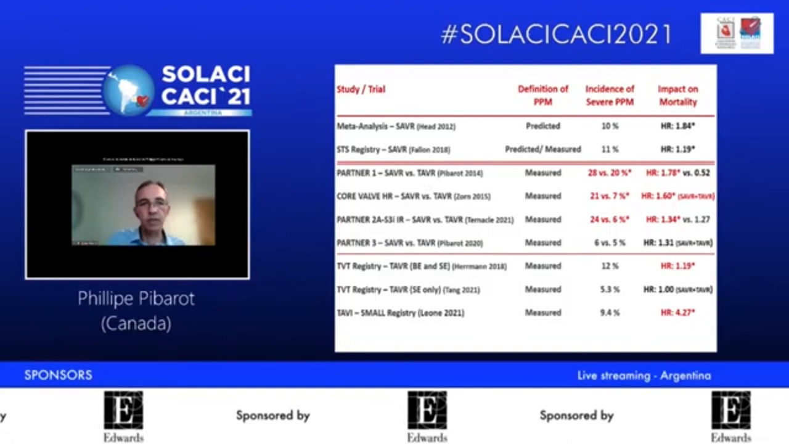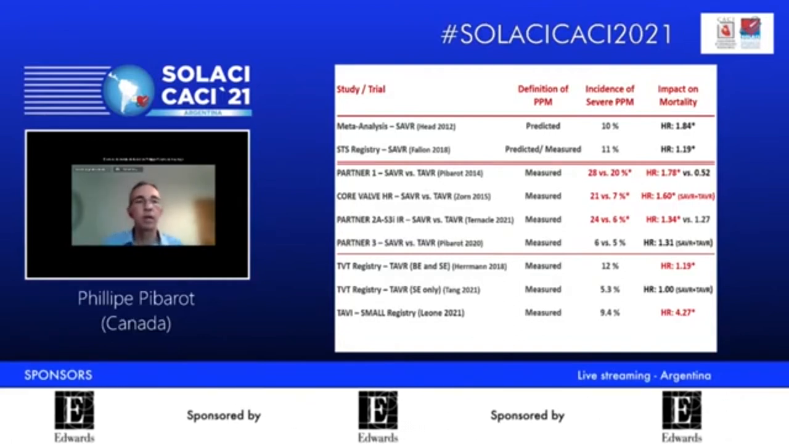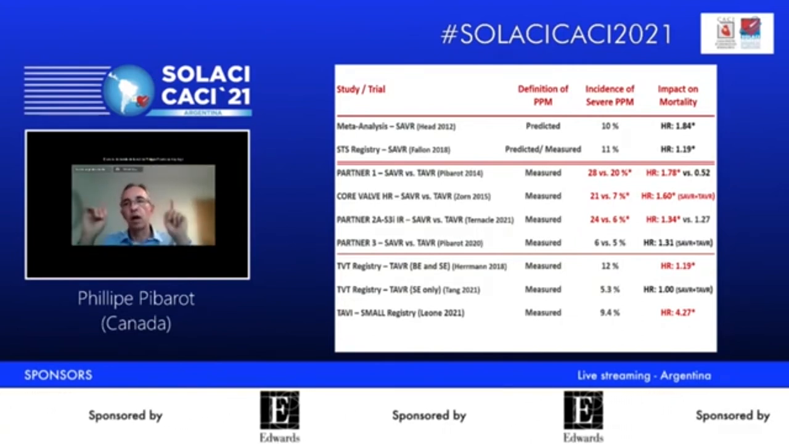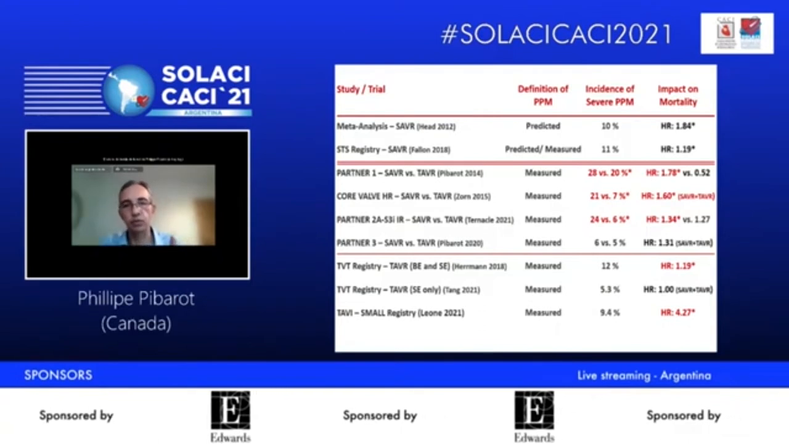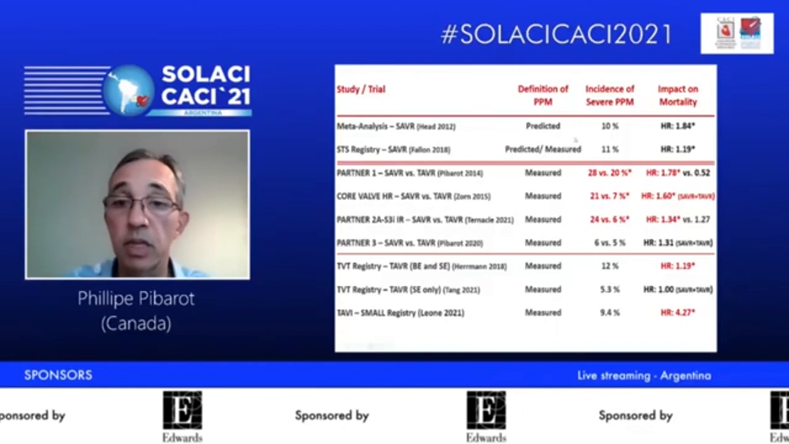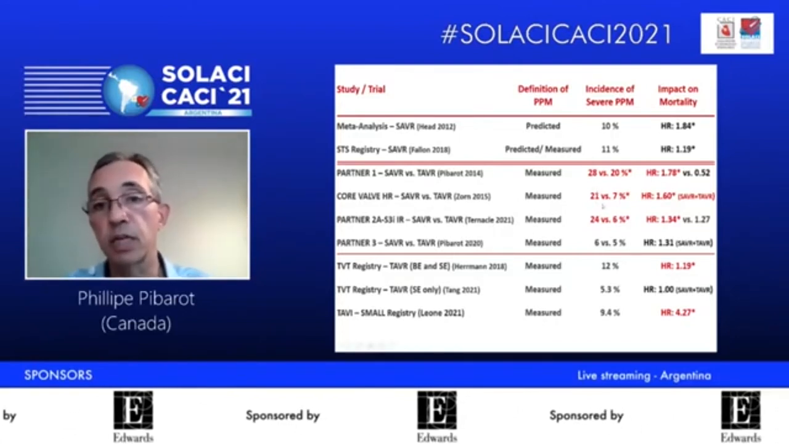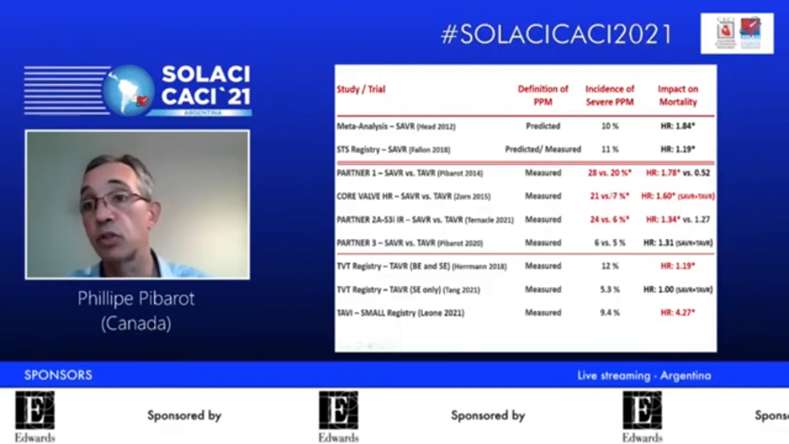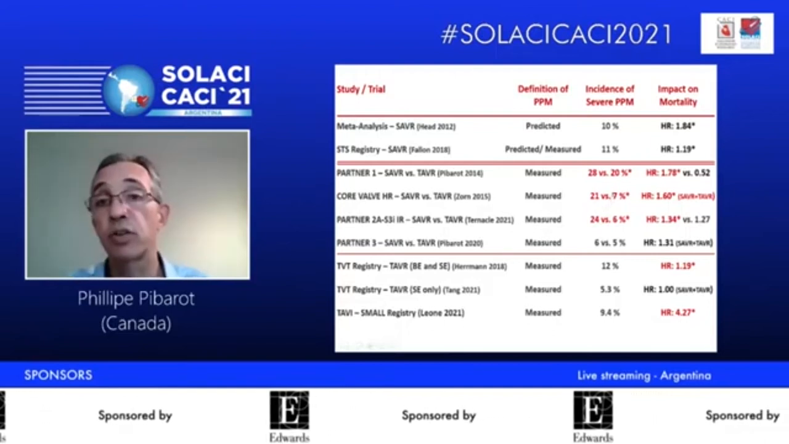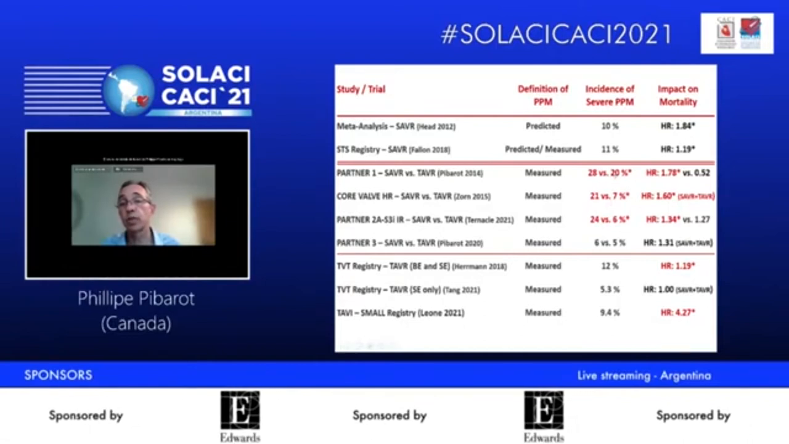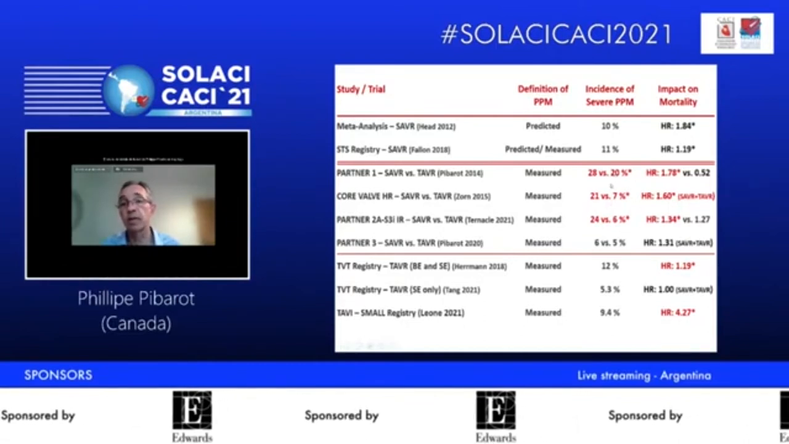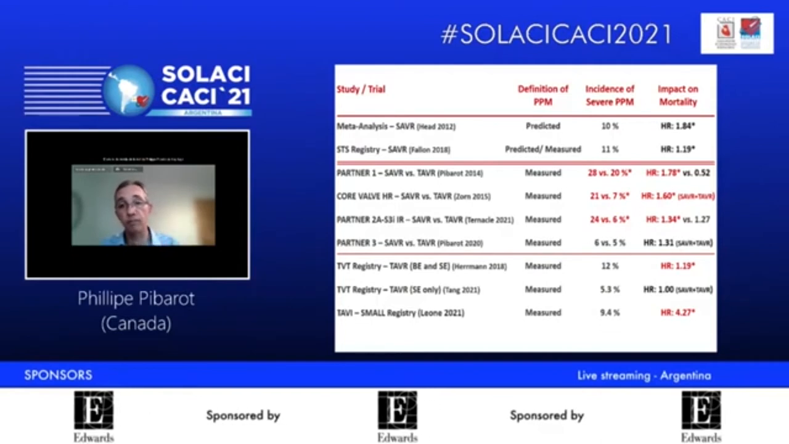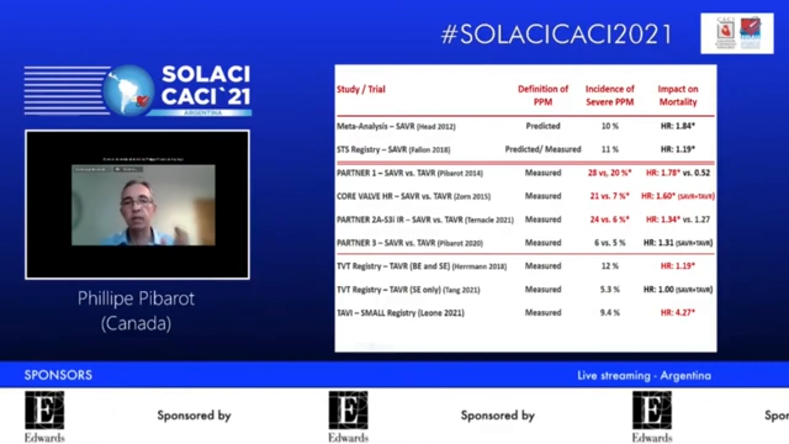In the following studies here, these are the randomized trials that compared SAVR versus TAVR. So you have PARTNER 1, you have CoreValve, you have PARTNER 2A, you have PARTNER 3. All these studies use the measured indexed AOA. So again, keep in mind that the mismatch may be overestimated. And that's why you see that the incidence of severe mismatch was pretty high, especially in the SAVR arm. But even in the TAVR arm, in some of the studies, you may be surprised that we have such a high prevalence of severe mismatch, such as PARTNER 1, where we have 20% in TAVR, 28% in SAVR. This is again because we use the measured indexed AOA, and you have a lot of patients with low flow state, so we may have a lot of patients with pseudo-severe PPM.